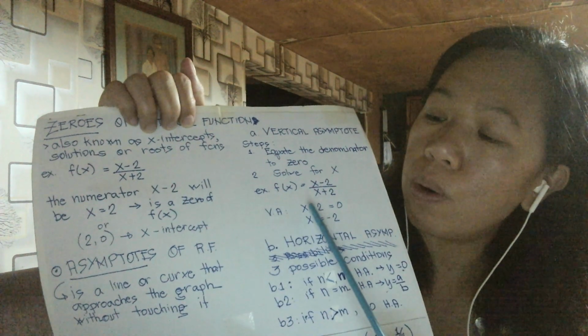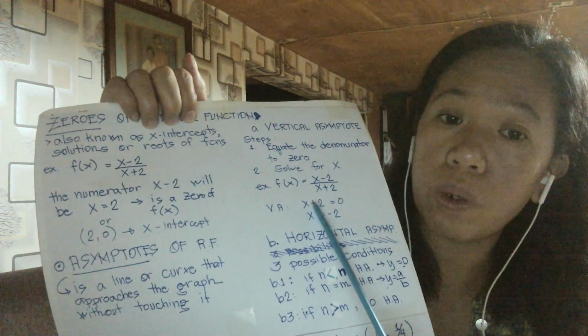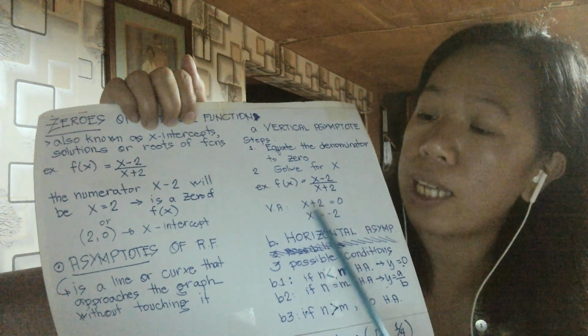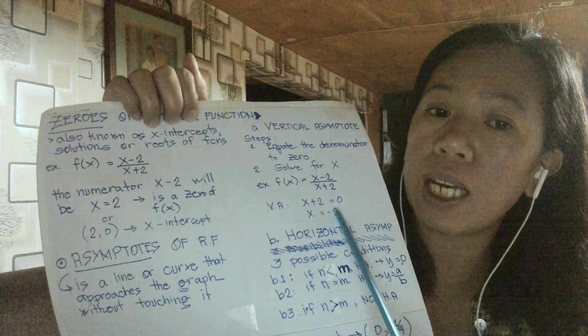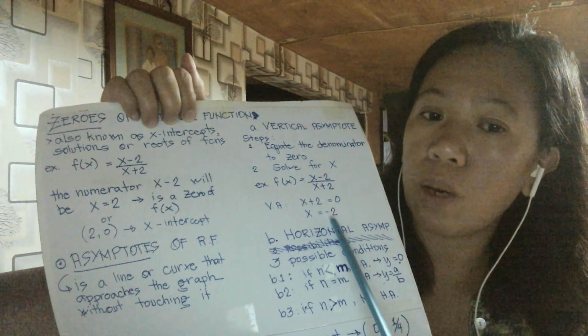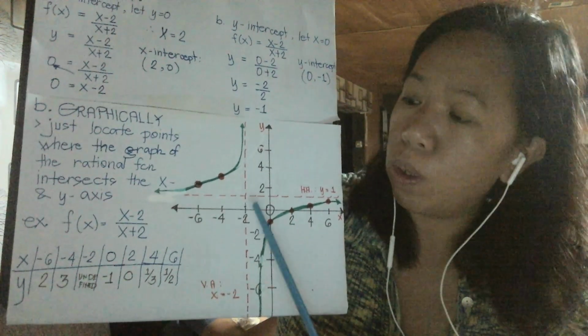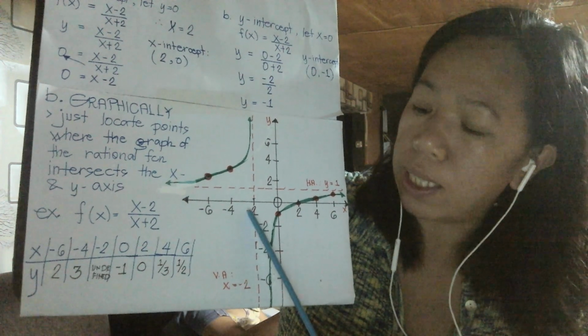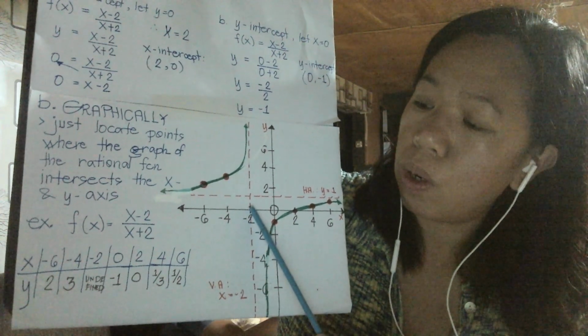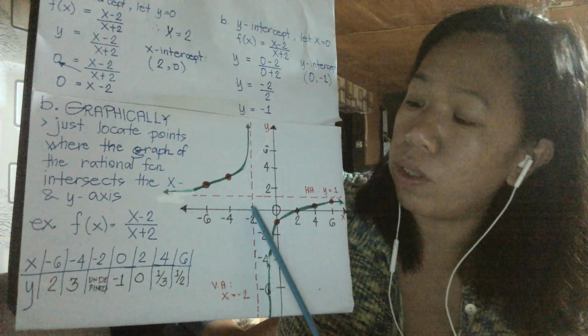Equating that to 0, x plus 2 equals 0. So your x is at negative 2. So that's where the location of your vertical asymptote is, at x equals negative 2. So going back to our graph a while ago, okay, eto siya. So let's locate the vertical asymptote. So at x equals negative 2, ilolocate nyo lang si x equals negative 2. So it's on the left side of your 0.